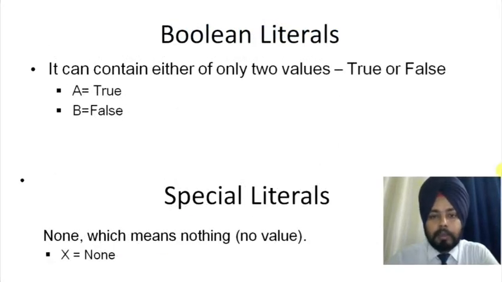Next topic is Boolean literals. It can contain either of only two values, true or false. For example, a equals true or b equals false. It can contain these kinds of values. Special literal: none, which means nothing or no value. For example, x equals none.